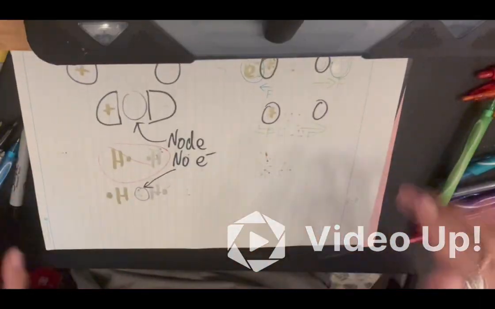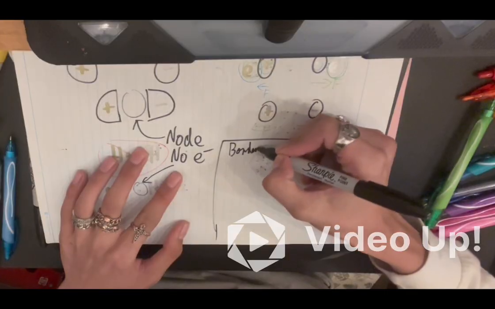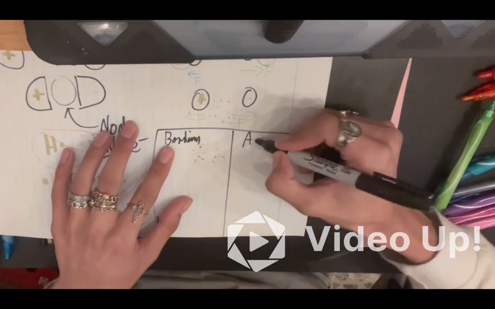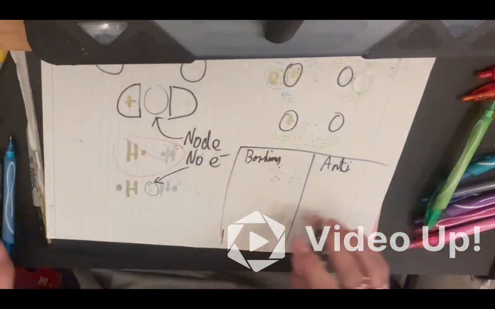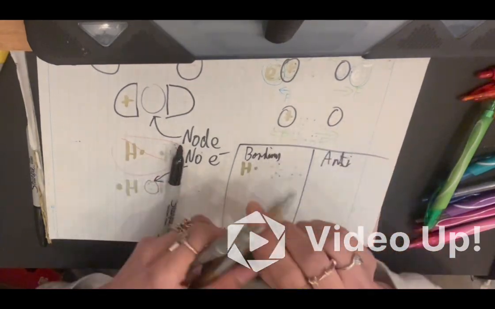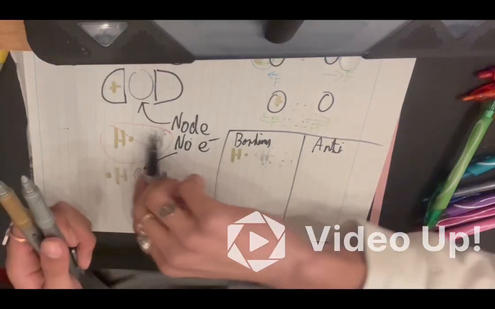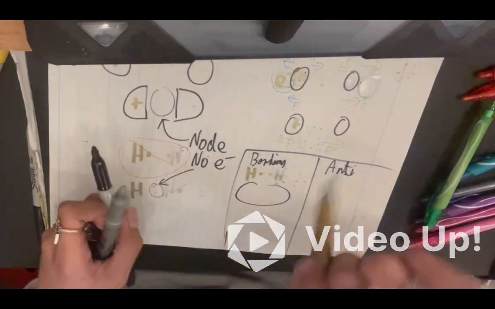Okay. So let's do a little summary in this corner right here. Let's do bonding versus anti-bonding. I'm just going to leave it as anti, that's good enough. So when they're in a bonding molecular orbital, their electrons are on the inside, right? And they're going to come together to create something like this.